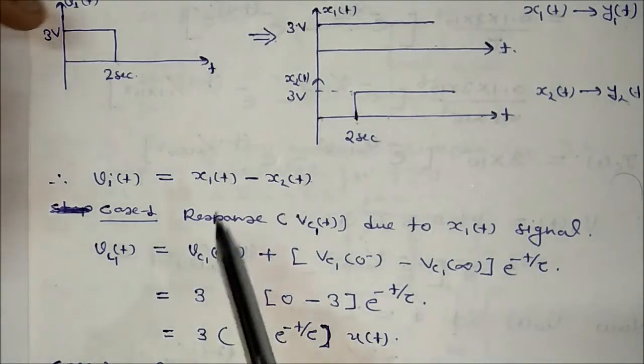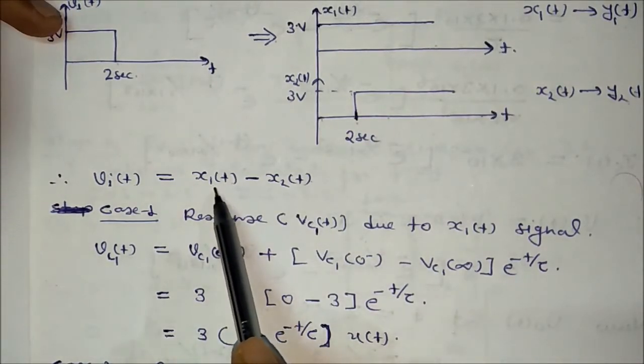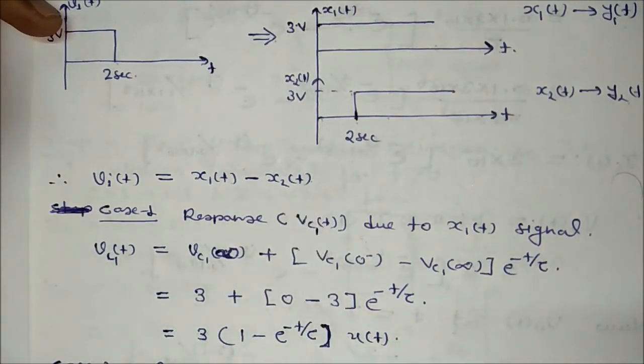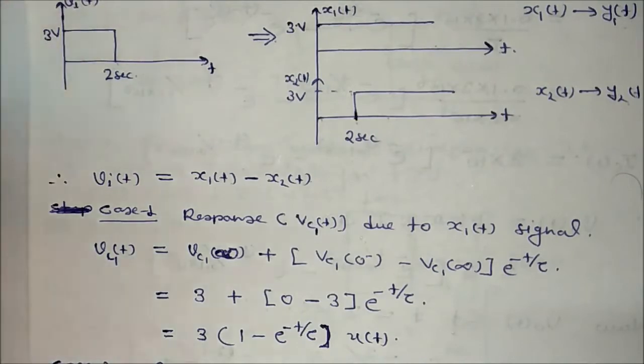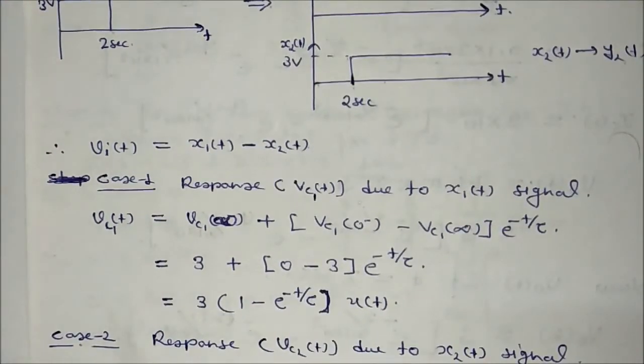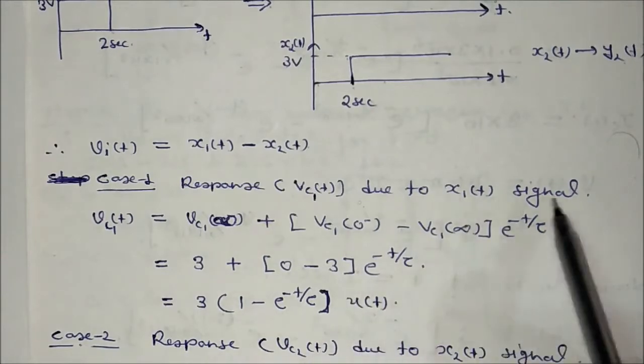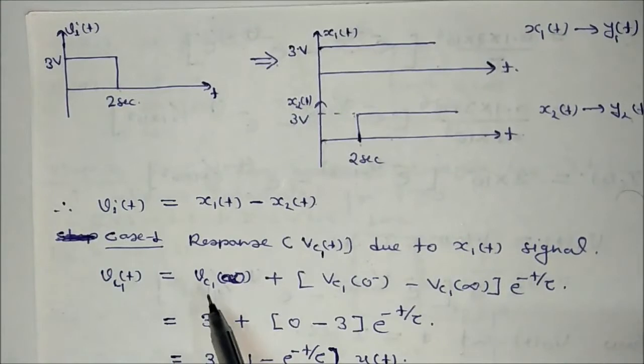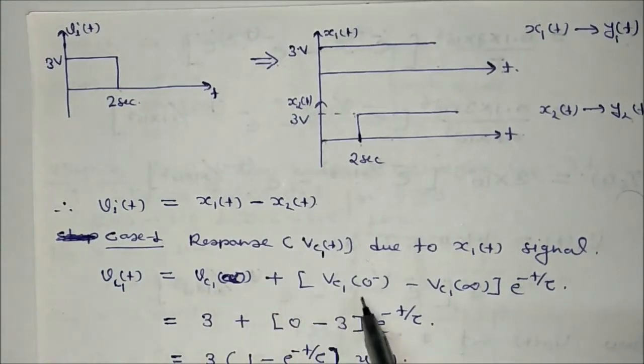In the same manner, we will calculate the response corresponding to this signal, and finally we will subtract the response. We will get what? The final expression for the VCT. So if I am calculating with respect to the x1t signal, this is the u of t signal, what will I get? VC1t is equal to VC1 infinite plus this is the expression for VCT calculation.